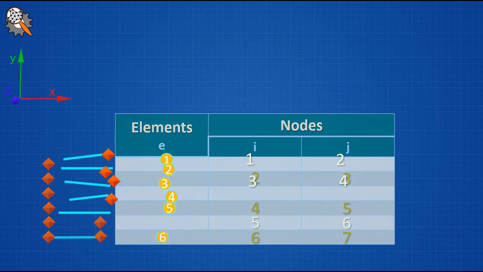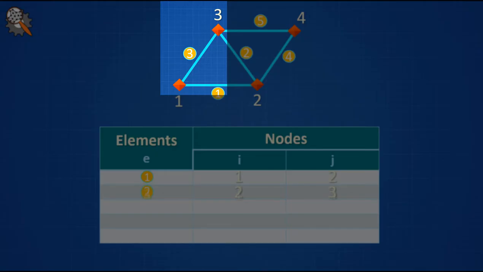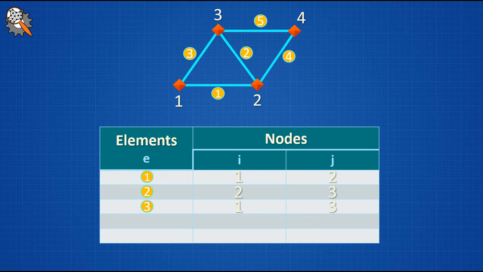Let's consider another example. The first element is located between the first and the second node. The second element between the second and the third. Here we see that the third element is located between the first and the third, until the fifth, which is between the third and the fourth node.